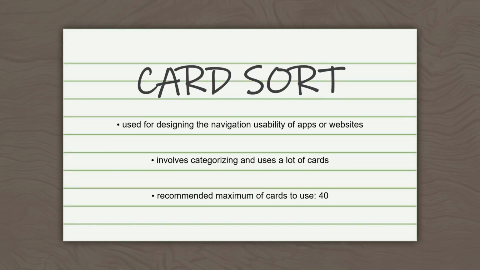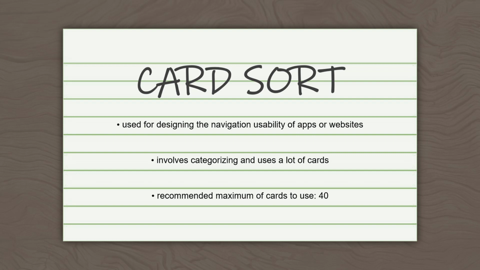According to Playbook UX, card sort is also used for designing the navigation usability of apps or websites. It aims to know how the users expect the contents to be organized in these platforms. So, this involves categorizing and uses a lot of cards.